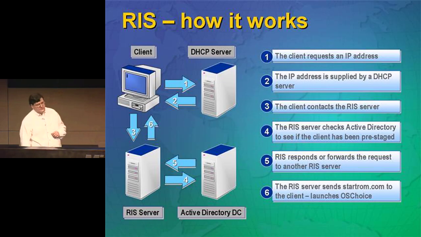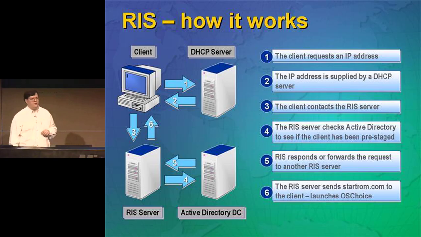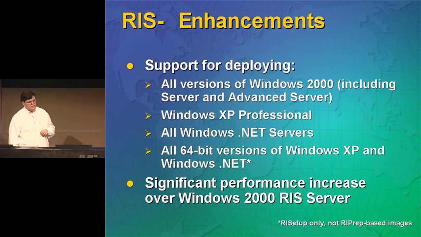So how does it work? A client requests an IP address. The IP address comes back from the DHCP server. The RIS server is contacted. The server checks Active Directory to find out what it should do, if it has any kind of relationship before. And depending on what it's told, it will go ahead and launch OS Chooser, which is the small pseudo wizard that we run for RIS deployments.